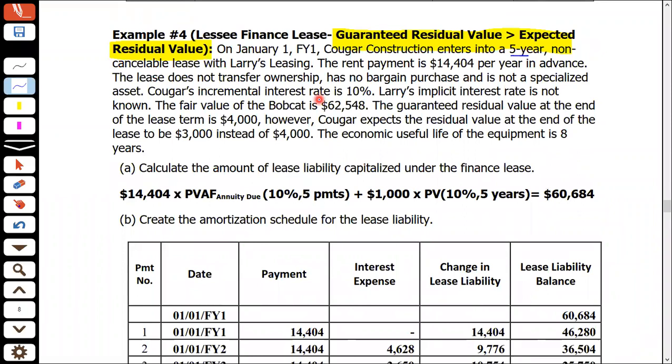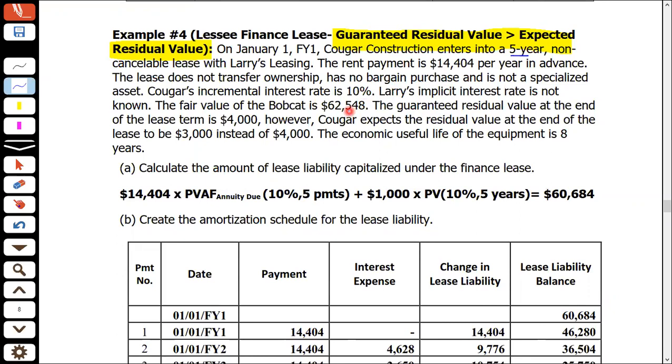Their incremental interest rate is 10%. The rate is not known, not a big deal. In fact, we are accounting guides, and we know that it is 10%. But in practice, they give us the fair value. If you have the payments and the fair value, then you can calculate the implicit rate. But it doesn't matter. All we have is the incremental interest rate. In your problems, if it says the implicit rate is not known, unless the problem asks you for the implicit rate, assume that it's what's called impracticable. That just means it's really costly to calculate the implicit rate. And we're going to use the incremental interest rate.